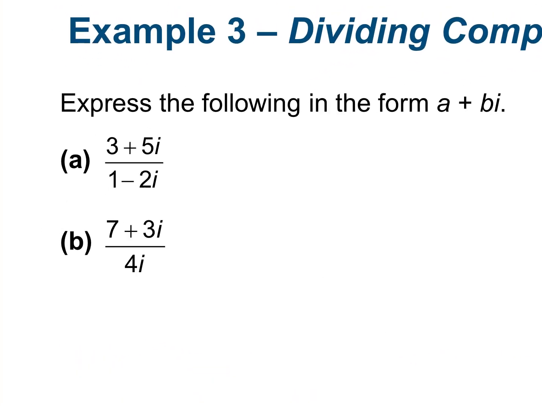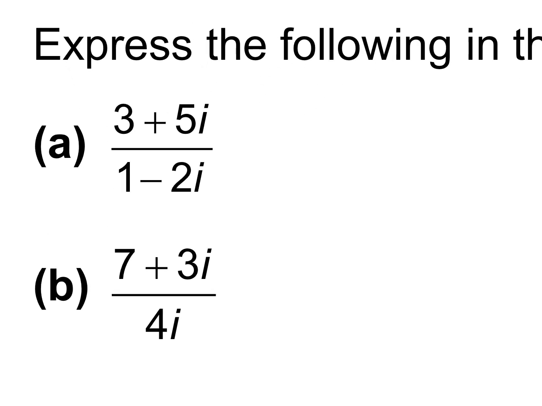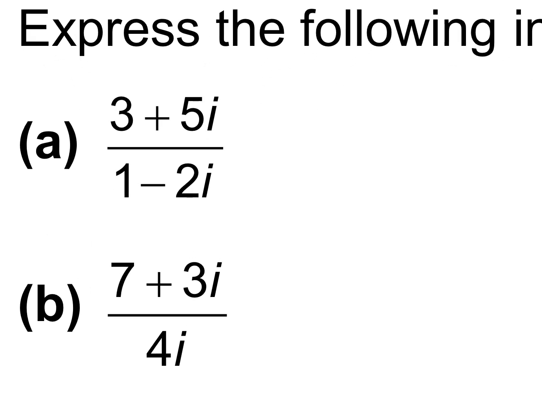So example 3. Let's look at A. So we want to get rid of the imaginary part from our denominator, so we need to multiply by the conjugate of the denominator. What's our conjugate of the denominator for A? 1 plus 2i. Remember, it's the conjugate of the denominator. And whatever we multiply to the bottom, we have to multiply the same thing to the top. So we're multiplying the conjugate of the denominator to the top and the bottom.